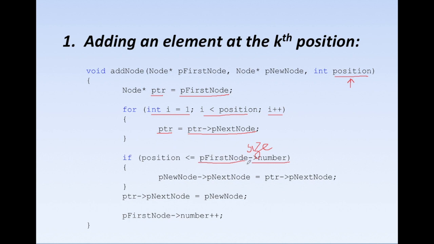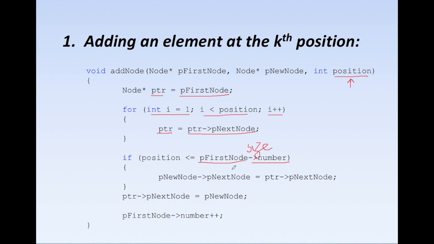Okay, so it's less than or equal, which means it's within the linked list. It's not added after that. So if I have 1, 2, 3, it's within. So it's at position 1, 2 or 3. It's not at position 4. If I was adding at the end, then it would be at position 4.